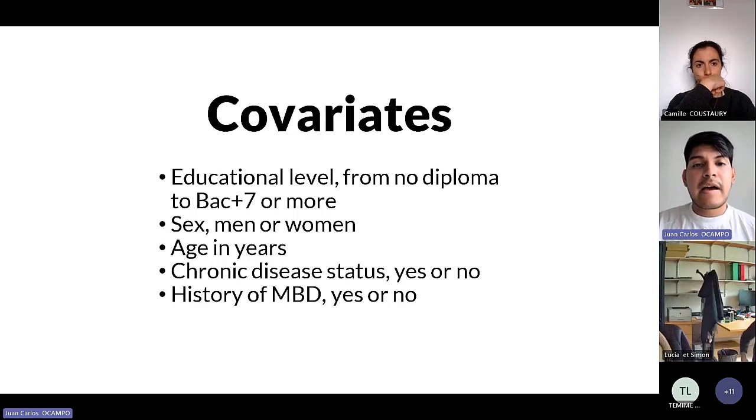Our covariates: educational level, from no diploma all the way to Bac +7, PhDs, postdoc, etc. Sex, men or women, it's a binary. Age here in years, chronic disease status, a yes or no, and the history of MBD. That is, if you've had any MBD, yes or no.